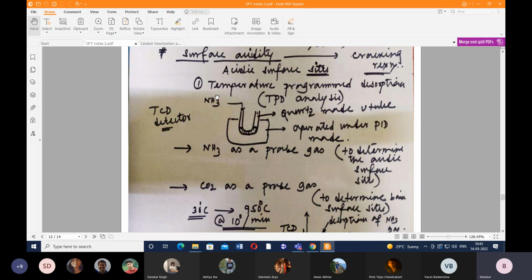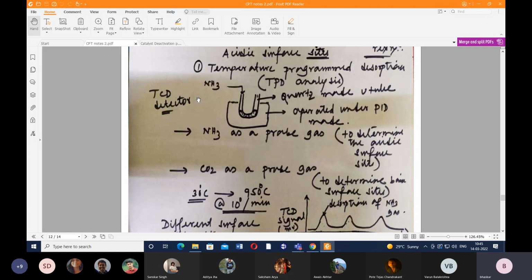Okay, that means we allow ammonia to interact with the catalyst material to determine the acidic surface sites. Similarly, to determine the basic surface sites, instead of ammonia we use carbon dioxide, since carbon dioxide is slightly acidic in nature. So for determination of acidic surface sites we'll use ammonia, while for determination of basic surface sites we'll use carbon dioxide as a probe gas.